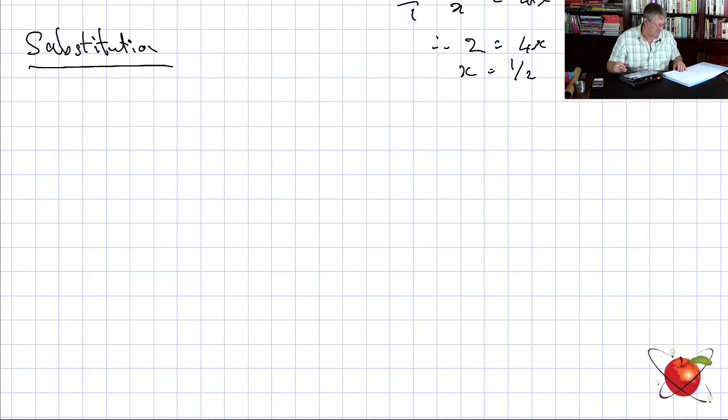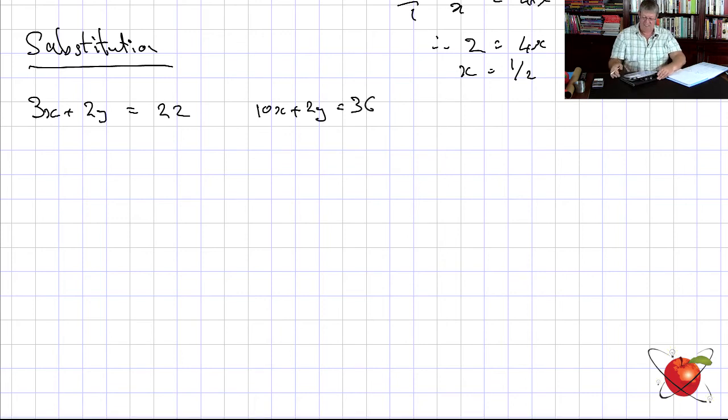All right, let us take the one over here, yes. 3x plus 2y equals 22, and 10x plus 2y equals 36, okay? We're going to do this by substitution. What is substitution? Substitution, basically, once again, you're going to choose a variable and you manipulate the equation, right?